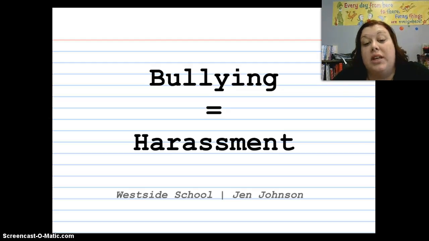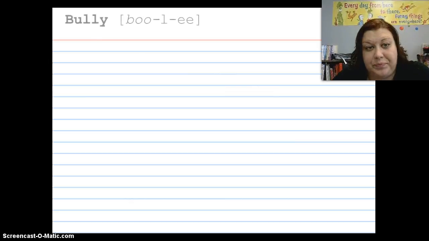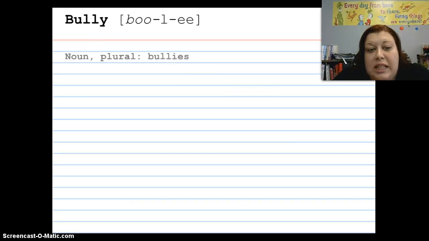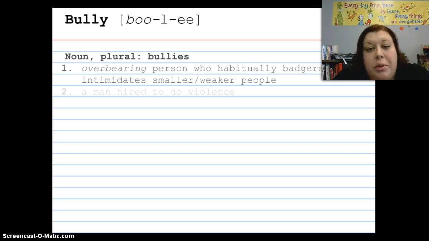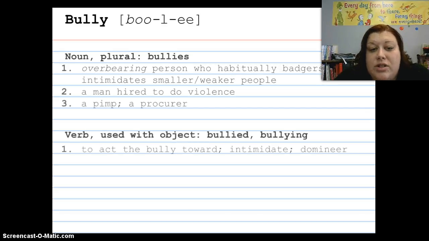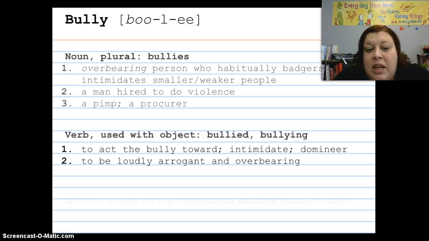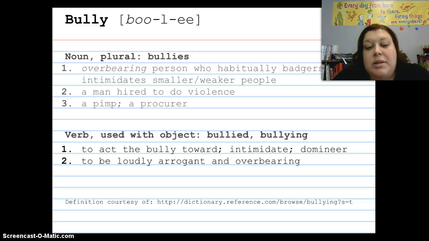So the title is Bullying Equals Harassment. The first is the definition of bully. It's a noun: an overbearing person who habitually badgers and intimidates smaller, weaker people; a man hired to do violence; a pimp, a procurer. It can also be a verb: to act the bully toward, to intimidate, domineer, to be loudly arrogant and overbearing. So you can see even in the definition there are a lot of powerful words used to describe bully: violence, intimidate, overbear, domineer, loudly arrogant, and overbearing.